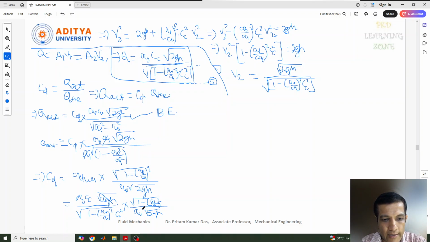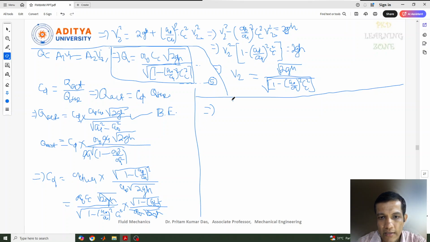Let's cancel this value. A0 is cancelled. So what will be there: CC by this term, into this whole term. I'll take this whole term to the CD side, which is very simple. So CD divided by root over of 1 minus A0 by A1 square equals CC divided by the remaining term, root over of 1 minus A0 by A1 whole square into CC square, since A0 is already cancelled.